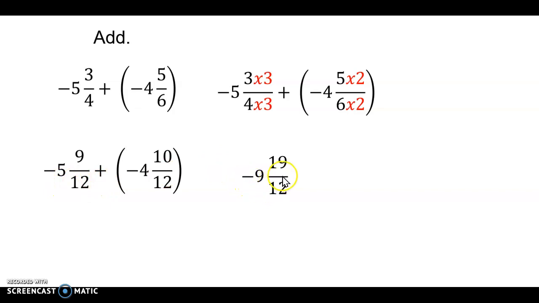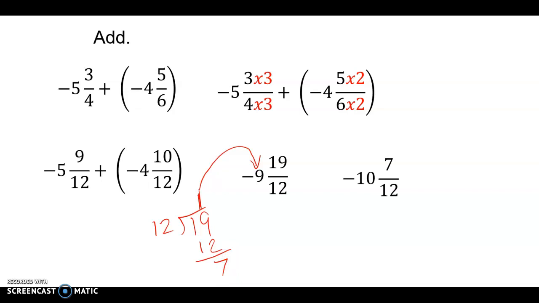Now the only problem is the fraction part is improper. So we've got to go, okay, how many times does 12 go into 19? It goes 1 time. So you're going to put the 1 with the 9. So that's going to become negative 10. And then the remainder would just be 7. So you end up with negative 10 and 7/12.